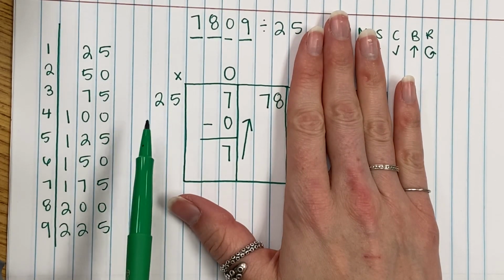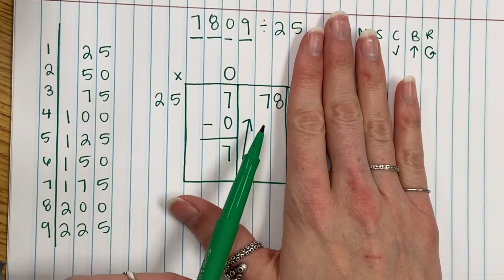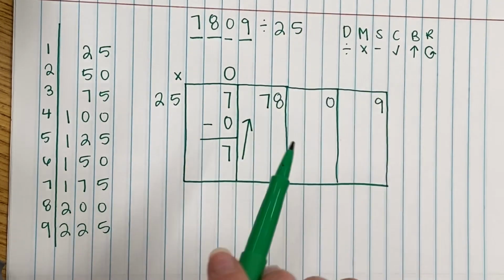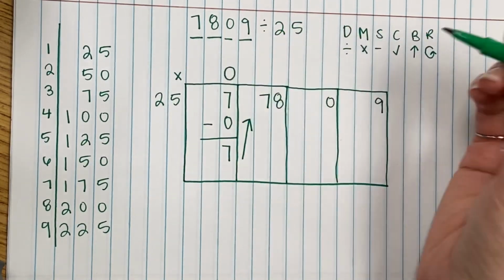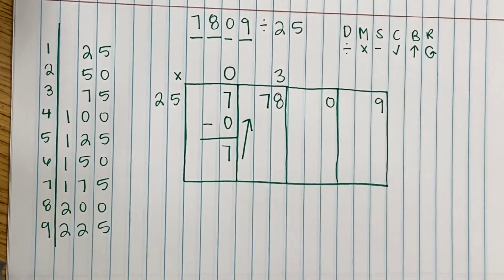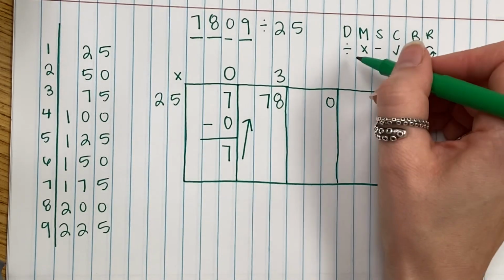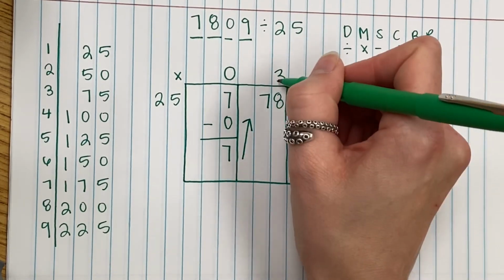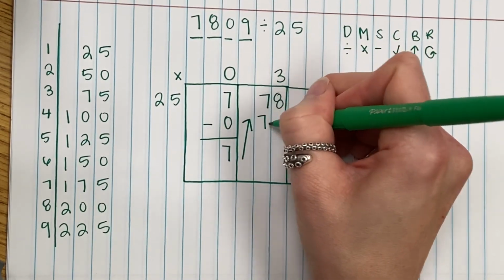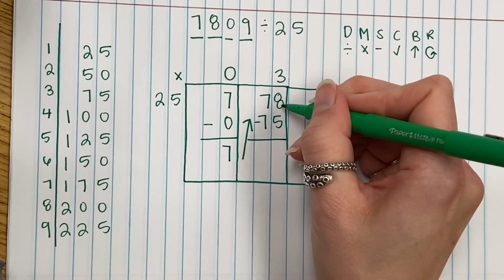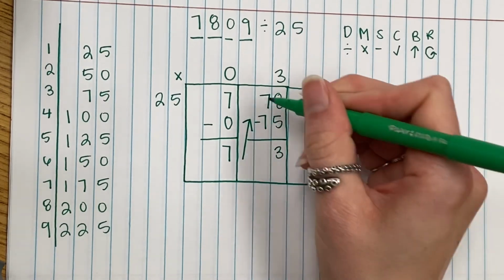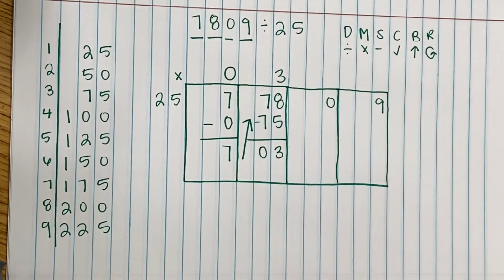So I'm going to see how many times 25 can divide into 78. So if I look at my list of multiples, 1, 2, 3 times is as many times as I can fit 25 into 78. After I divide, I'm going to multiply. 3 times 25 is 75. After I multiply, I'm going to subtract. 8 minus 5 is 3. 7 minus 7 is 0.